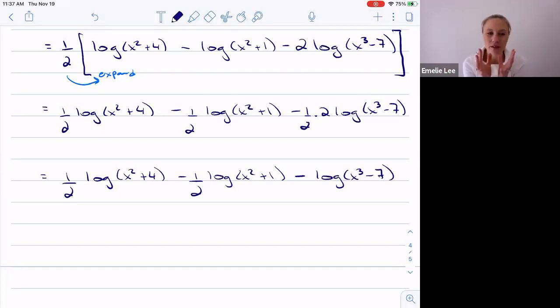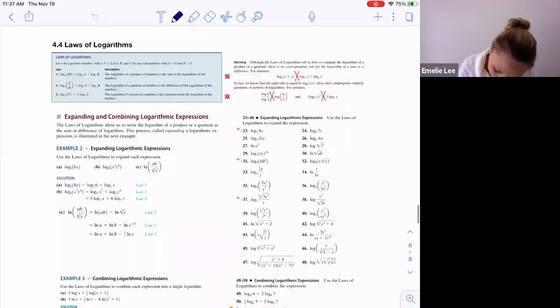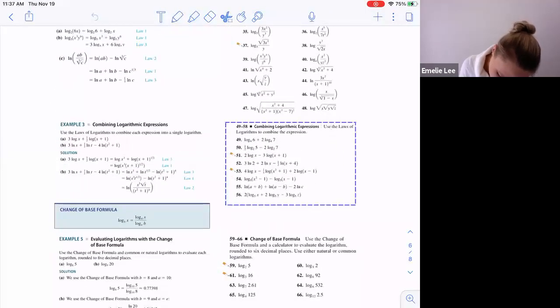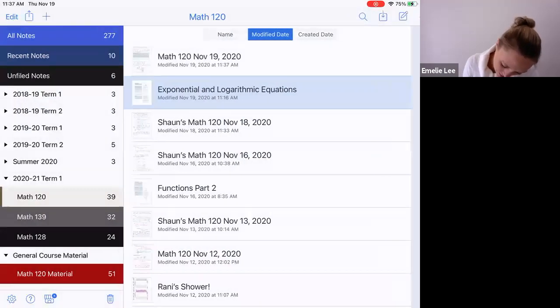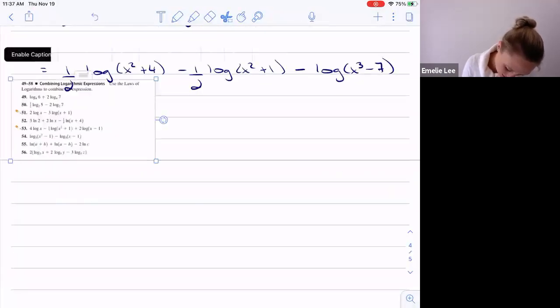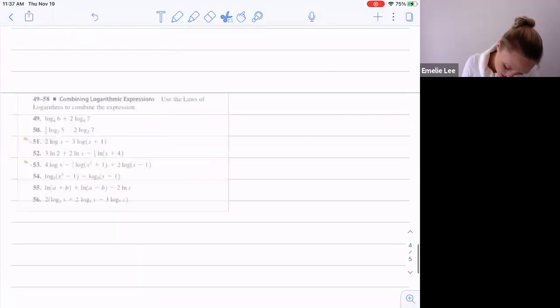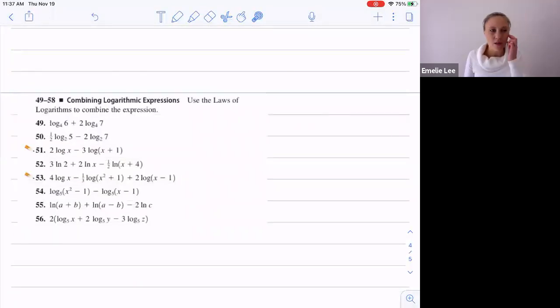What if we have to move the other way, right? We use the same laws, but we reverse them. I encourage you to do all the practice problems on this page because you need to be really, really good at moving between expanding and combining logarithmic terms. So now we're going to combine logarithmic terms. So use the laws of logarithms to combine the expression.